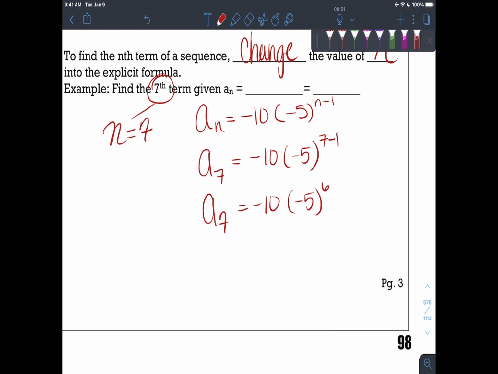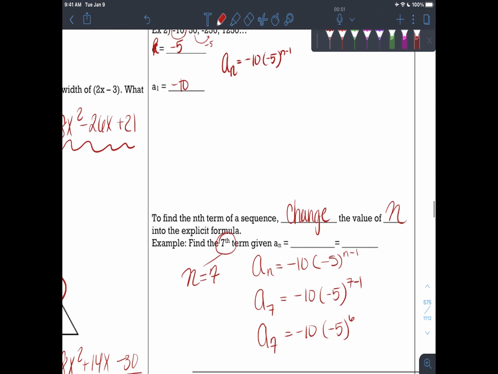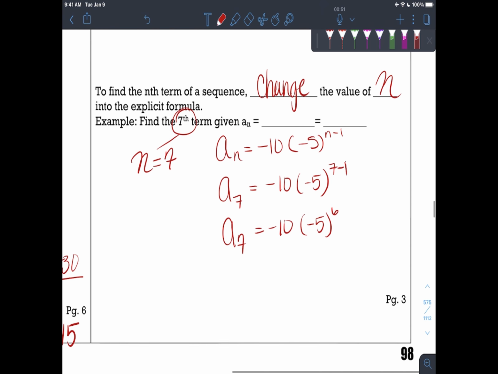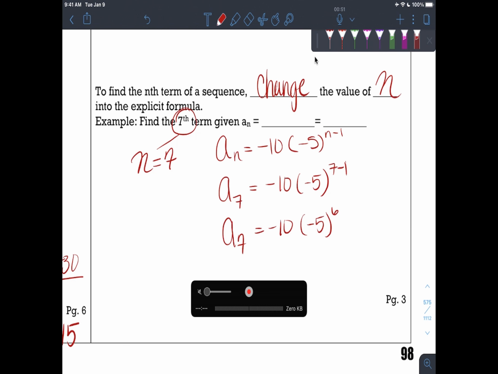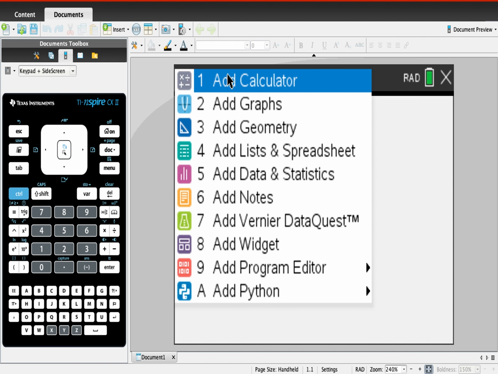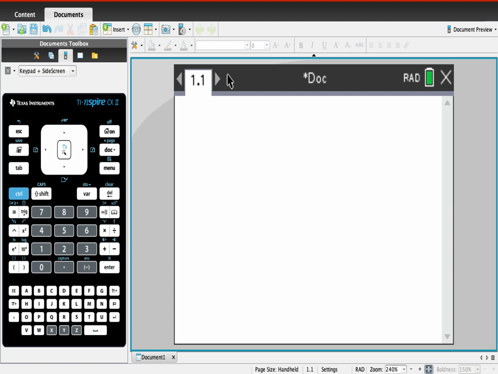Now, I do want to actually plug this into a calculator. And we usually use an X instead of an N in our calculator. So we'll move over to our calculators. I'm going to add myself a calculator page, and I'm going to refer to this as example 5 of X.